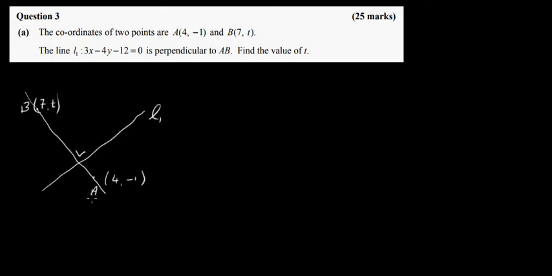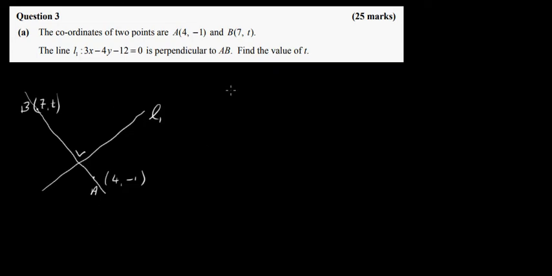So because we're talking about two perpendicular lines, what we could do here is maybe look at slopes. We can find the slope of AB in terms of t anyway. We can easily find the slope of L1 because we have its equation. And when you multiply the slopes of two perpendicular lines, you will get minus 1. So we can form an equation with t in it and solve for t. So that's the strategy anyway.